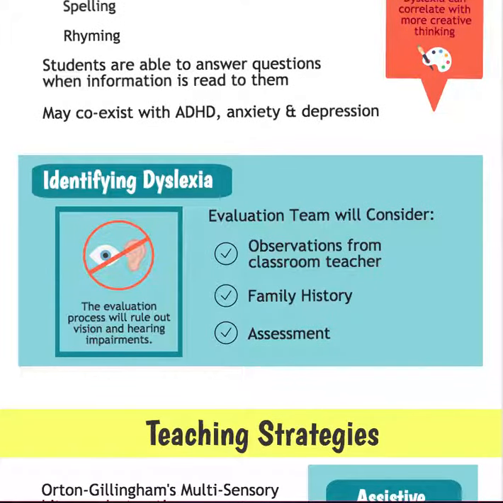If a teacher or parent believes that a child has dyslexia, the first step will be to rule out vision and hearing impairments. Once that is done, the evaluation team, led by the school psychologist, will consider observations from the classroom teacher, the family history, and assessments, and then make a formal diagnosis. Students identified with dyslexia will be set up with an individualized education plan and receive related and appropriate learning disability services as outlined in IDEA.